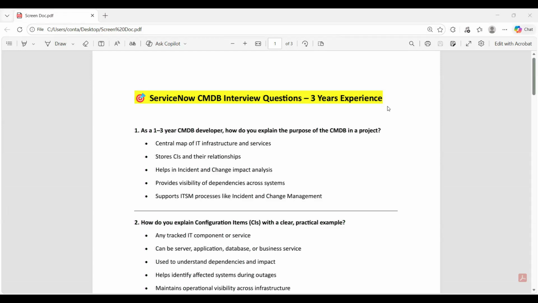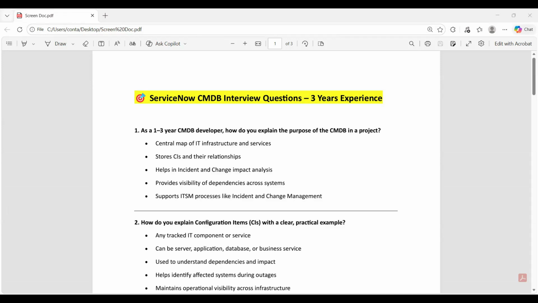For example, when an incident happens, we can quickly identify which configuration items and business services are impacted. And during a change, we use CMDB for impact analysis, so we can understand what might break before implementing a change. Okay, so this is the main thing here. One more important thing interviewers look for in 1 to 3 years experienced people is whether we understand that CMDB is not just a technical table. It is a live operational model that supports IT processes. So keep these points in mind before answering.